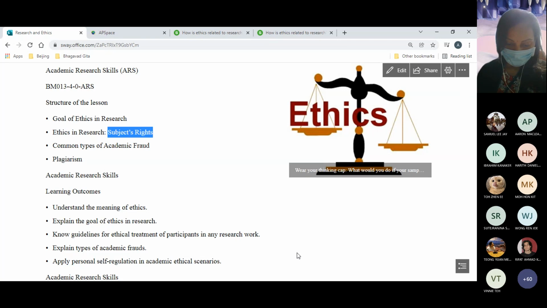Okay. Now, when we say researcher, we have to take care of their rights. Now, participants. So when we say subject, the participants could be human, the participants could be animals as well. Okay. So this is what we have to take care of.